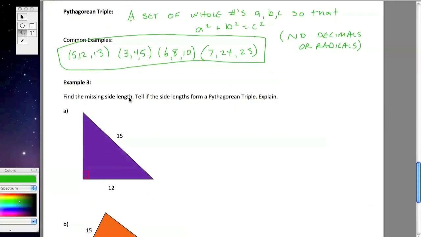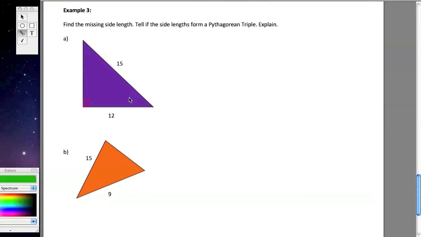Now, when we do example 3, we're finding the missing side length. We're going to do the same thing. So I can label them A, B, C. So this is going to be C, this will be A, this will be B. And so I'm going to put this as A, this will be C, this will be B. A squared plus b squared is equal to c squared. So I will do 12 squared plus b squared is equal to 15 squared.